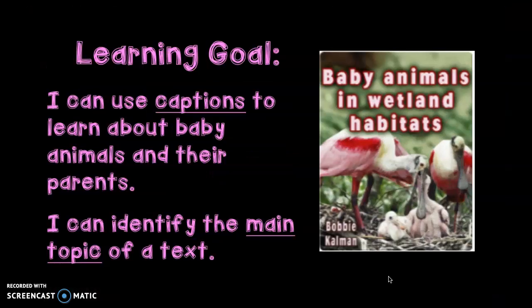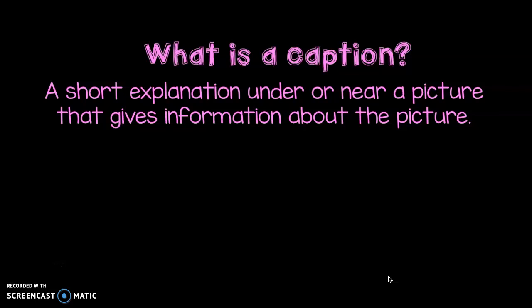Hi boys and girls, so today our learning goal is I can use captions to learn about baby animals and their parents. We also are going to learn about how to identify the main topic of a text. So what is a caption? A caption is a short explanation under or near a picture that gives information about the picture.